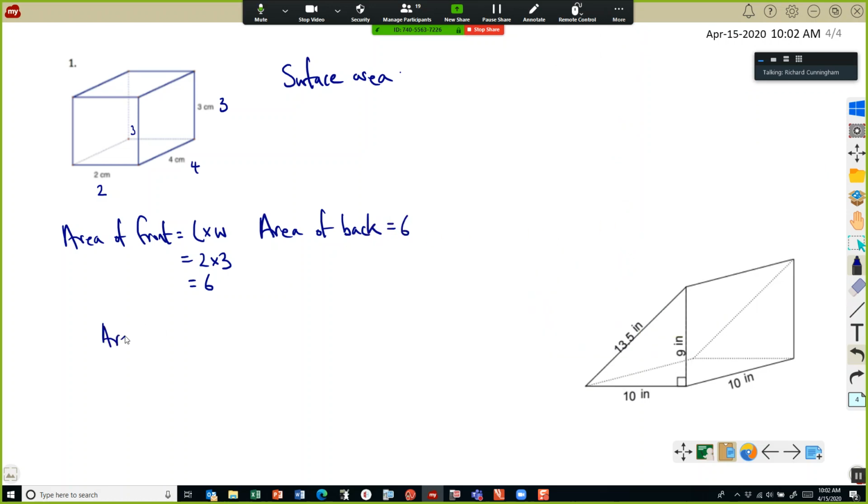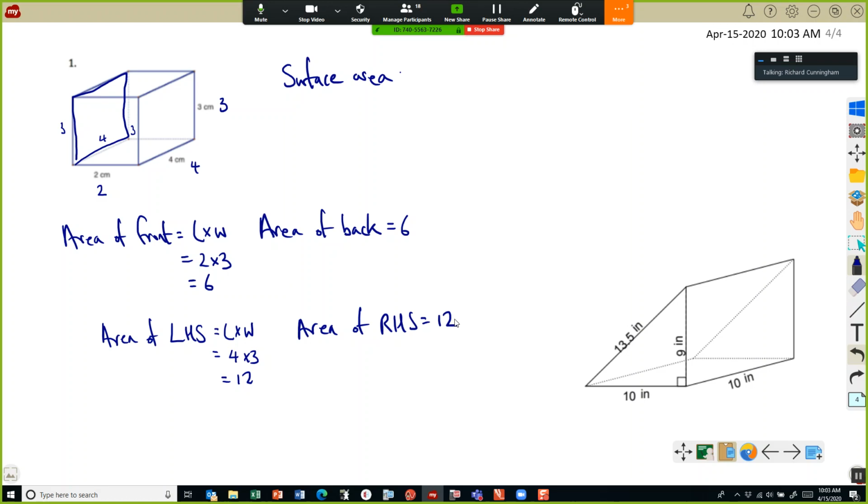I need to do the area of the left-hand side. Okay, I want somebody else to answer this one. So this is this one, this side. What's the area of that going to be? It's 4. And the height is 3. Somebody shout out. Yep, thank you. Which is 12. What about then the area of the right-hand side? The same thing, good, which is 12.